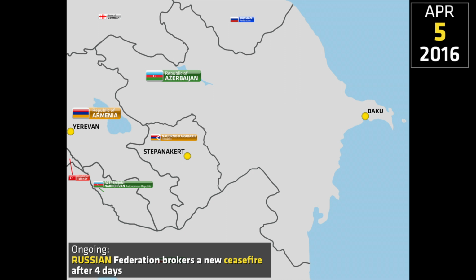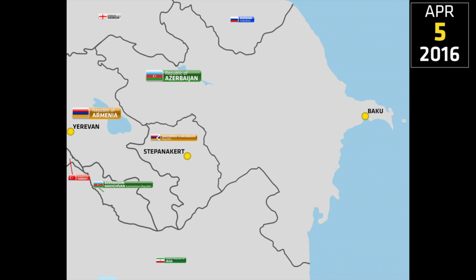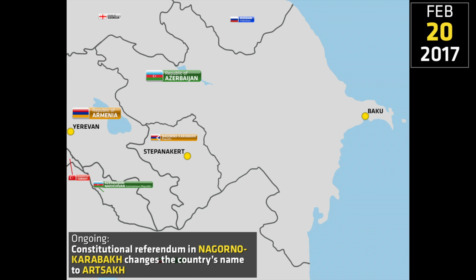However, that's another example of just pitting the two against each other, because at the same time Russia was going over the head of Armenia, and Nagorno-Karabakh for that matter, to get Azerbaijan to agree to peace, and as such, Russia got to keep calling the shots in the region. Despite 4 days of the deadliest fighting in over 22 years, the front lines did not change in any notable way. On February 20th of 2017, the constitutional referendum was passed in Nagorno-Karabakh.